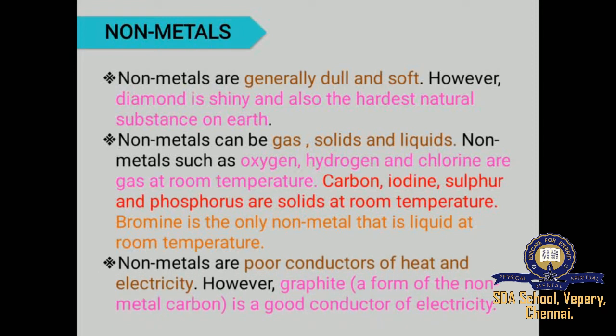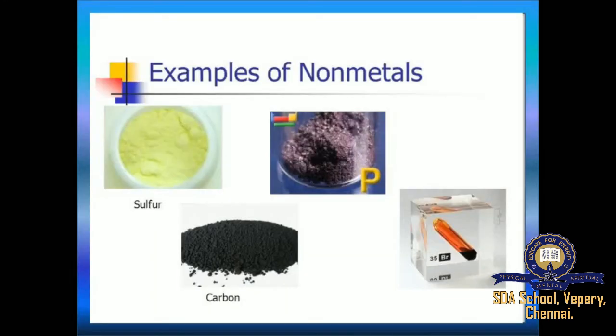Non-metals are poor conductors of heat and electricity. As we saw before, metals are good conductors of heat and electricity. But graphite, a non-metal, is a good conductor of electricity. Here are a few examples of non-metals: sulfur, phosphorus, carbon, bromine.